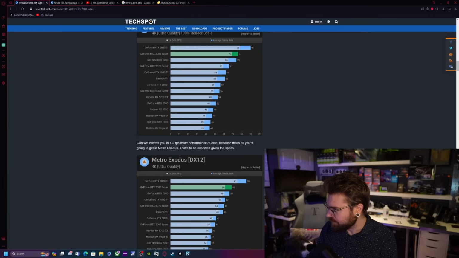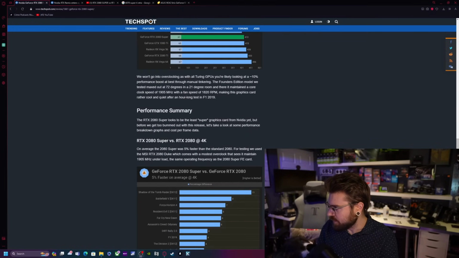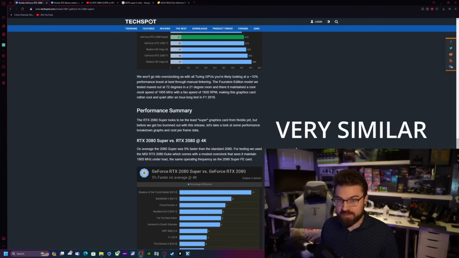Turns out I was wrong. It's on average about 4 to 5% faster, which is right here. On average, the 2080 Super was 5% faster than the standard 2080. So now the 2080 Super class is starting to look a lot more familiar to the 40 series Super stuff.